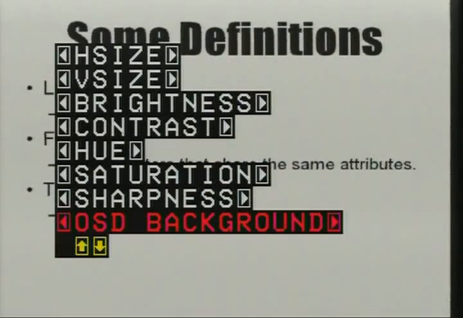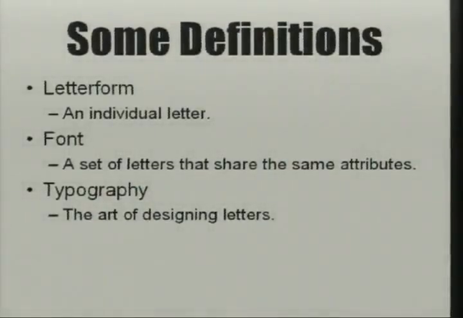Here are some definitions first for those people who might need them. These are different terminology that is going to be used. A letter form is actually just an individual letter or something that claims to be a letter, and we'll get into that later on. A font is actually a set of letters that share the same attributes. So when you talk about a font family, a lot of times they'll include a bold or italic or something like that. But all the letters, uppercase and lowercase, if there's lowercase, all share the same attributes. They all look the same.